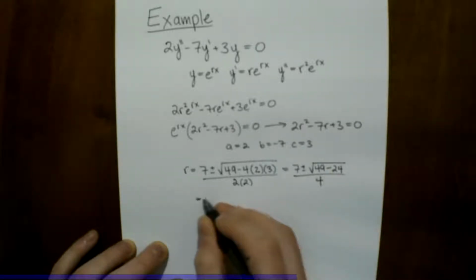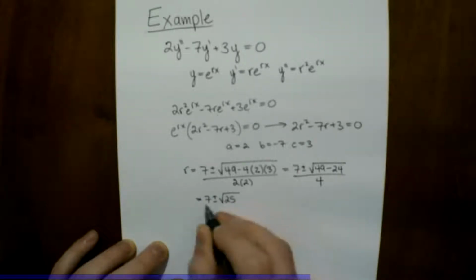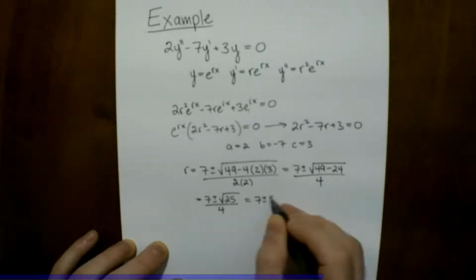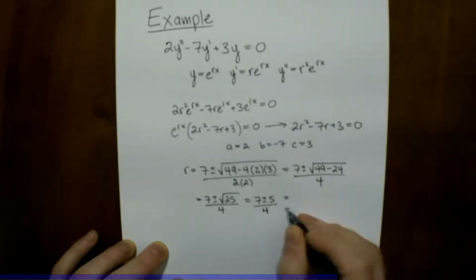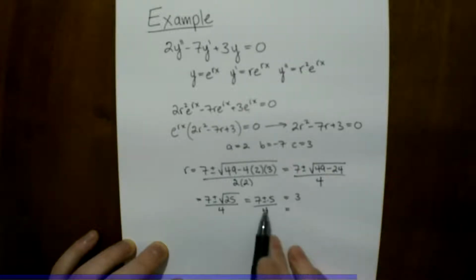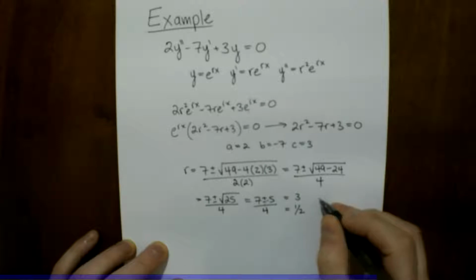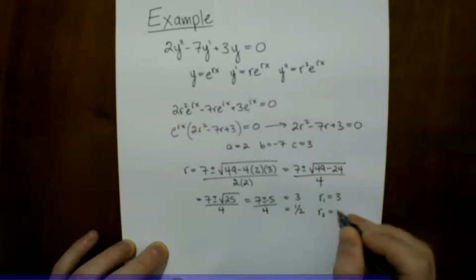And simplifying further, 7 plus or minus the square root of 25, all over 4, or simply 7 plus or minus 5 over 4. And we now have two solutions. So first, let's address the positive case, so 7 plus 5, which gives us 12, divided by 4 is then 3. And for the negative case, 7 minus 5 is 2, divided by 4 is 1/2. So the two values of r that satisfy this are r1 is 3, and r2 is 1/2.